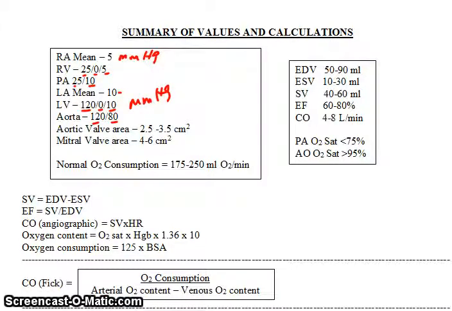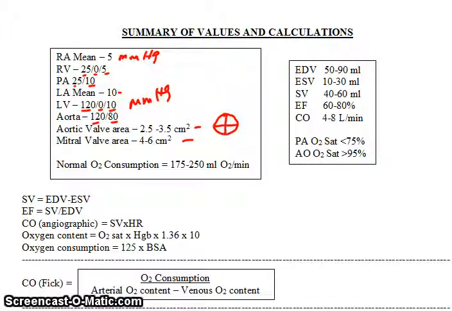Okay, now aortic valve area. So remember that the aortic valve is a three-dimensional circle, basically. And so all that means is that it is 2.5 centimeters high and 2.5 centimeters across. So that's what's meant by the aortic valve area. So the normal aortic valve is 2.5 to 3.5 centimeters. The mitral valve is 4 to 6 centimeters squared.